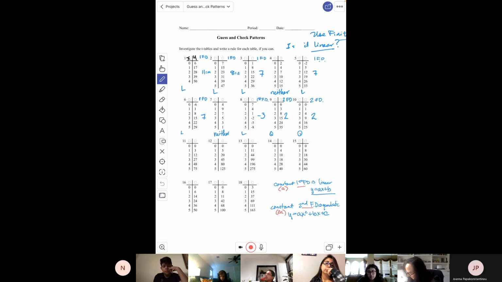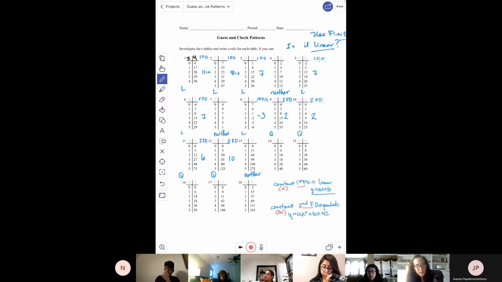Quadratic. It is. And what is the second finite difference? 6. Excellent. Number 12, linear, quadratic, or neither? Quadratic. Excellent. And what is the second finite difference? 10. Beautiful. Number 13, linear, quadratic, or neither? Neither. No rule to find right now.